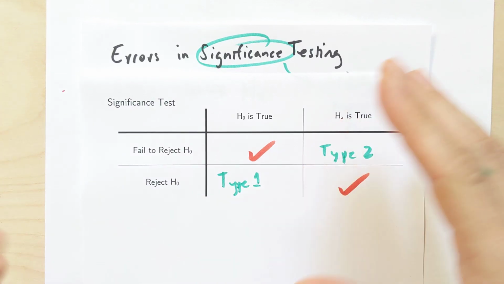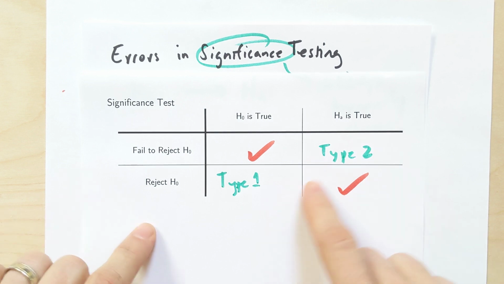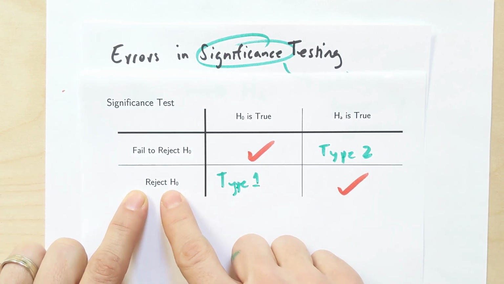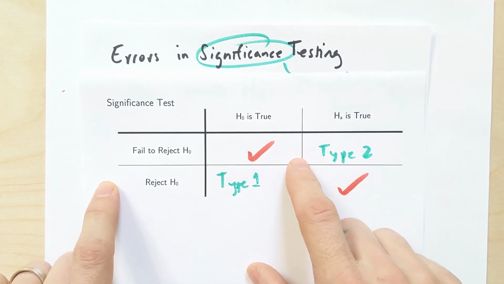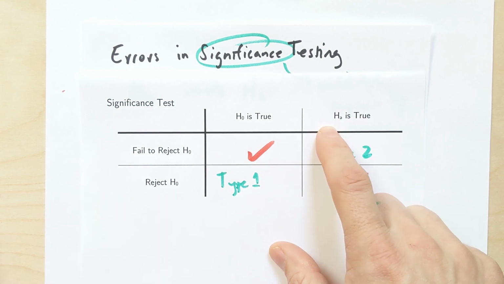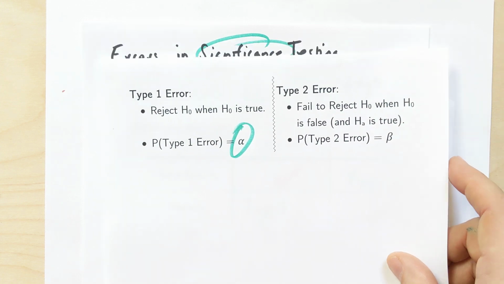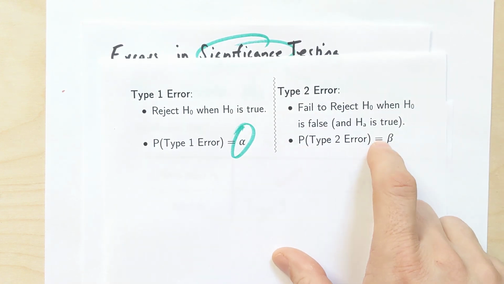Hey statisticians, in a previous video we were talking about errors that can occur in significance testing, and we classified them in one of two ways. We talked about a type 1 error, which occurs when we reject the null hypothesis though the null hypothesis is true. And another situation where we fail to reject the null hypothesis, but the alternative hypothesis was in fact true, and therefore the null hypothesis was false. And we talked about how the probability of a type 1 error is called alpha, and the probability of a type 2 error is called beta.